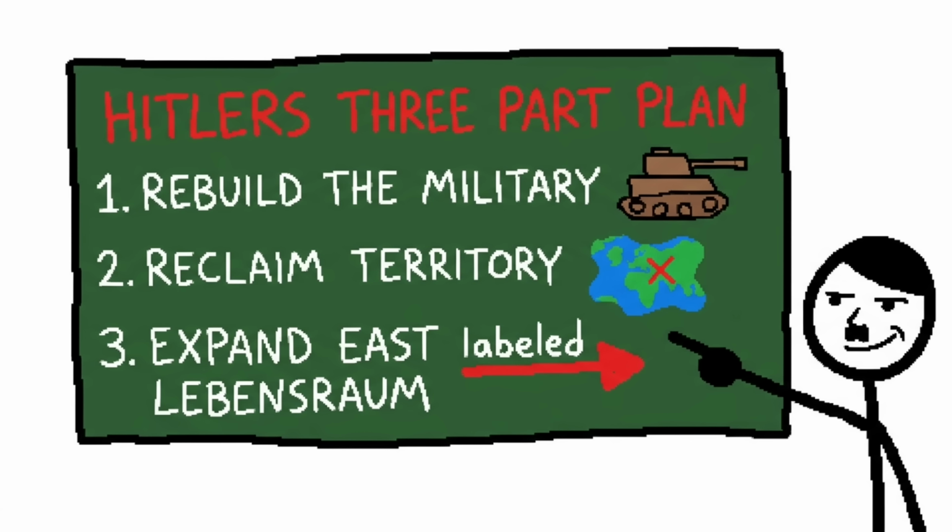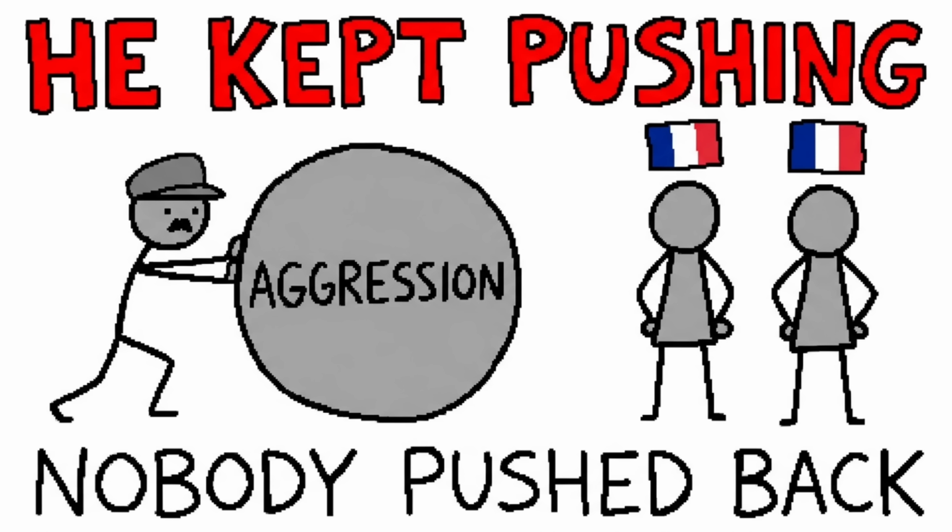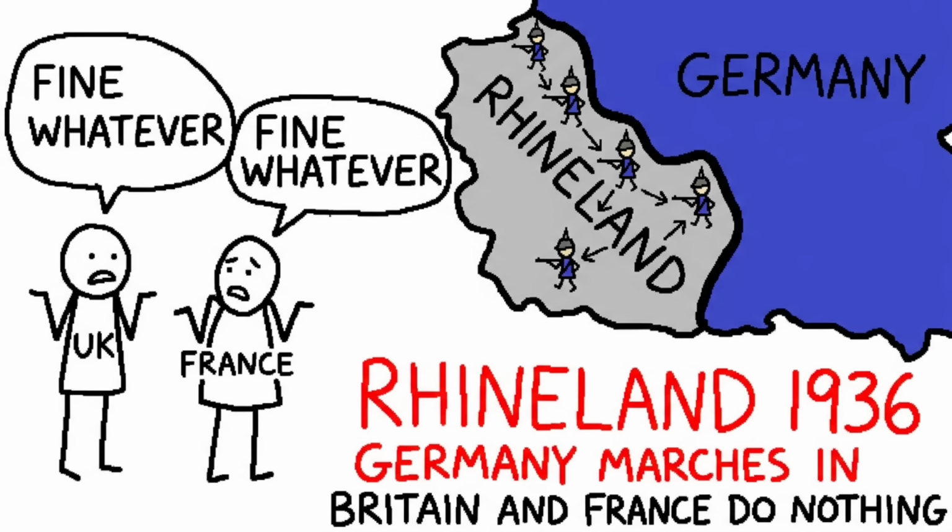Hitler's plan had three main parts: rebuild Germany's military in violation of Versailles, reclaim German territory and unite all German-speaking people under one flag, and expand German living space, what he called Lebensraum, eastward. He started pushing, and for years nobody pushed back. In 1936, Germany remilitarized the Rhineland, a region that was supposed to stay demilitarized under Versailles. No response from Britain or France.